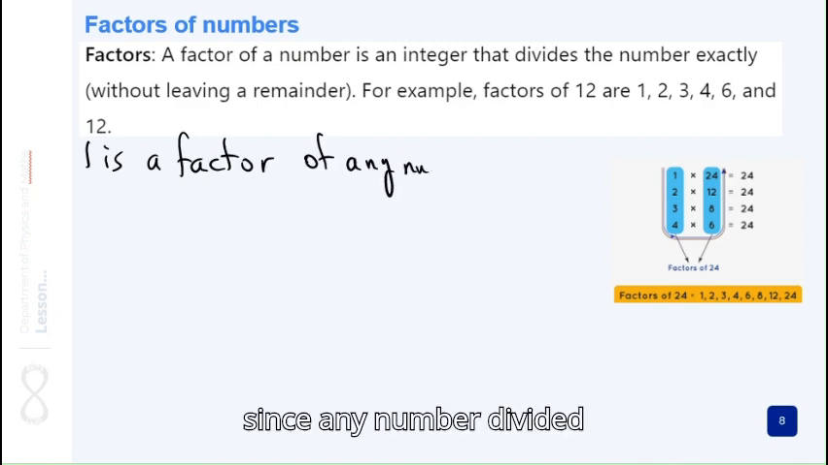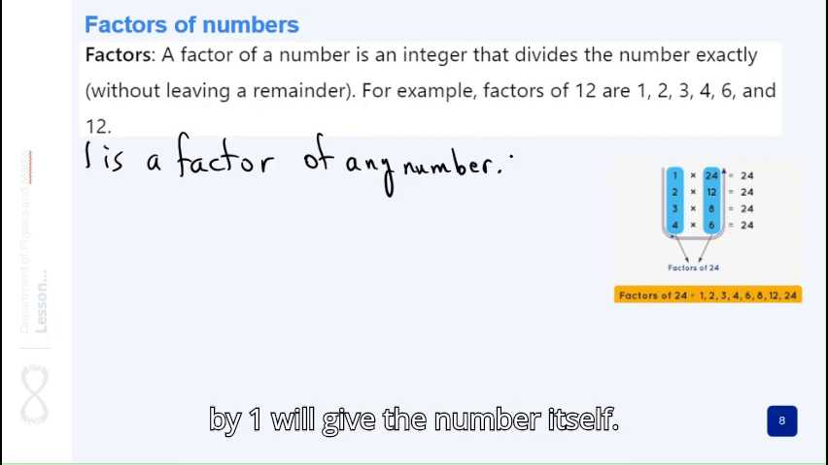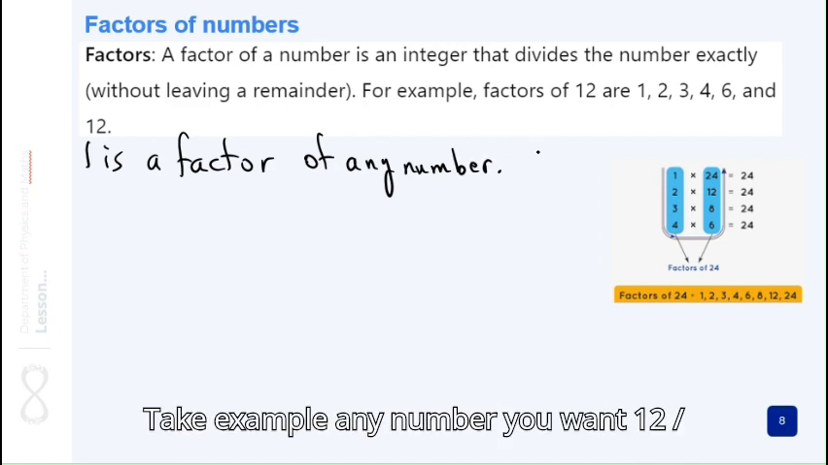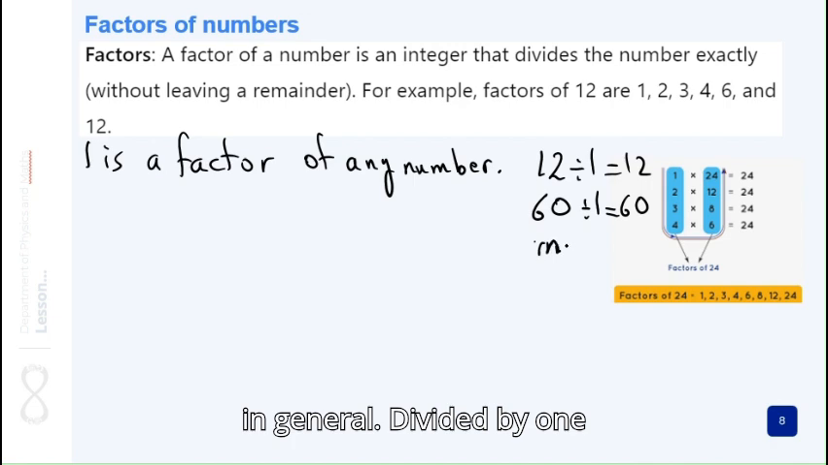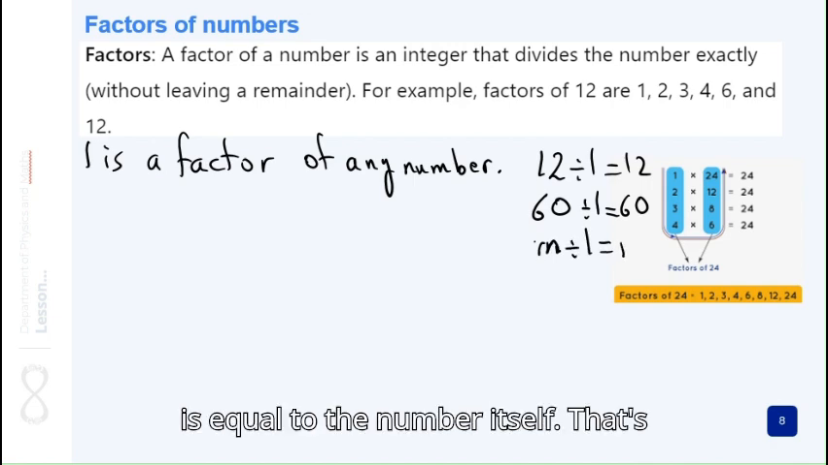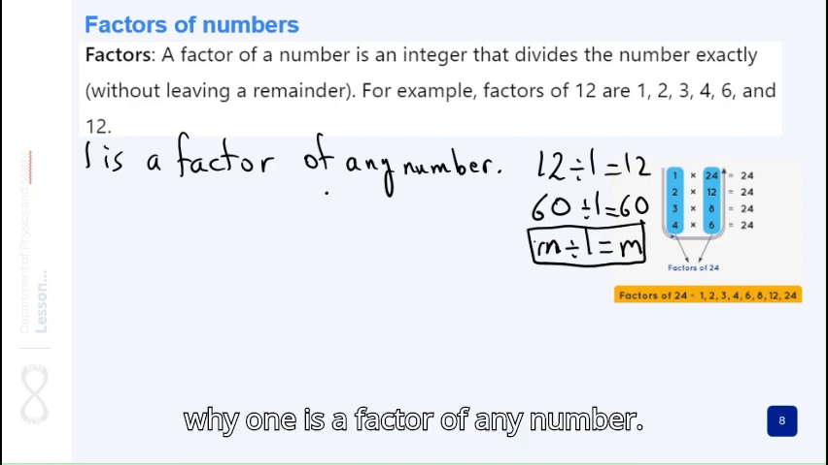Since any number divided by 1 will give the number itself. Take for example any number you want. 12 divided by 1 is equal to 12. 60 divided by 1 is equal to 60. So any number in general divided by 1 is equal to the number itself. That's why 1 is a factor of any number.